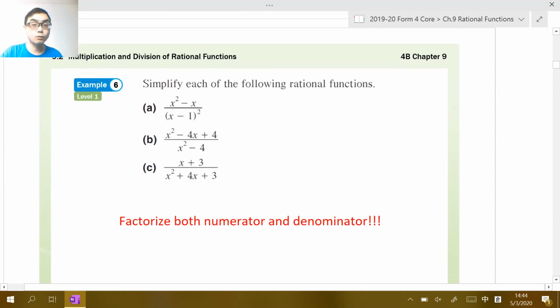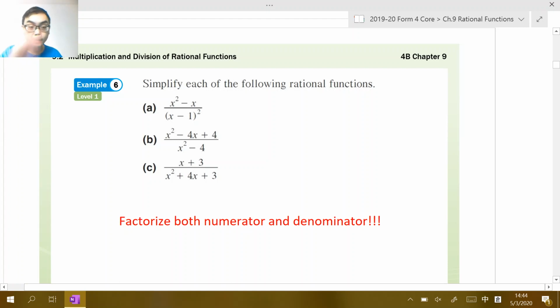Now, when we go on to simplify the rational function, or algebraic fraction, you just do as usual. But the difference between what you learned in Form 2 and DSE is that in DSE we will give you more complicated polynomials, and you have to factorize the polynomials before you simplify everything. In Form 2 you may not need to do factorization, but in Form 4 you always need to factorize. And do remember that you should not only factorize the numerator, but also the denominator.